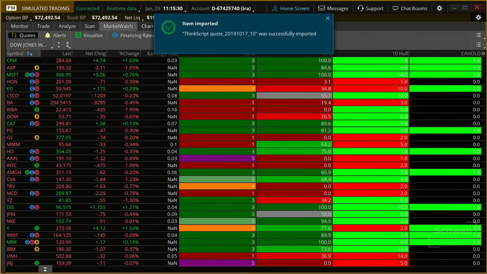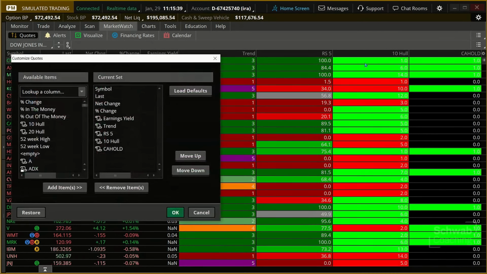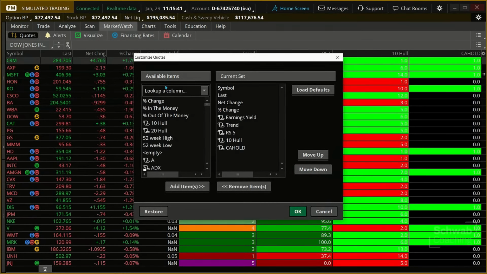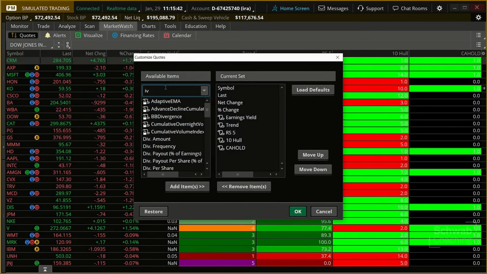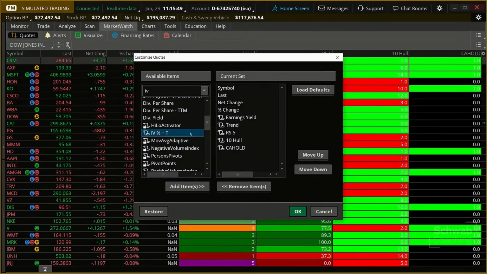Now, where does it go now? Well, these column headings, I can right-click on any of the column headings. I can go to where it says customize. Right-click on any of them, customize. What we're going to do is put IV, okay, percent. Let's go down. IV, there she is. Okay, right there. And I put a little space in there. We're just going to add that item.